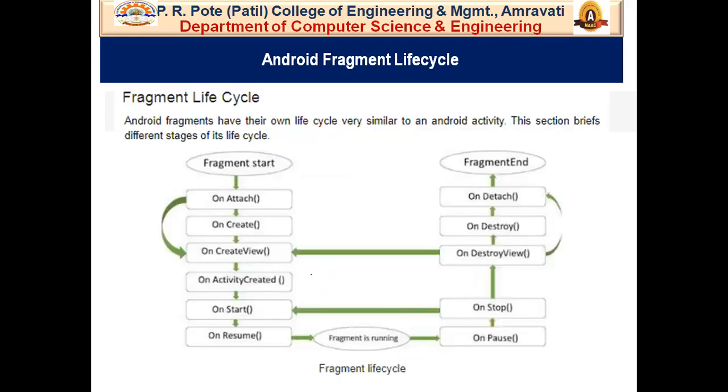So whenever a fragment is added, it basically comes to the onAttach method. It means that a call has been made to a fragment, and hence the flow comes to the onCreate method. Till here the flow is trying to fetch the fragment, and things are going on in the background. Then comes the most important method, the onCreateView method.